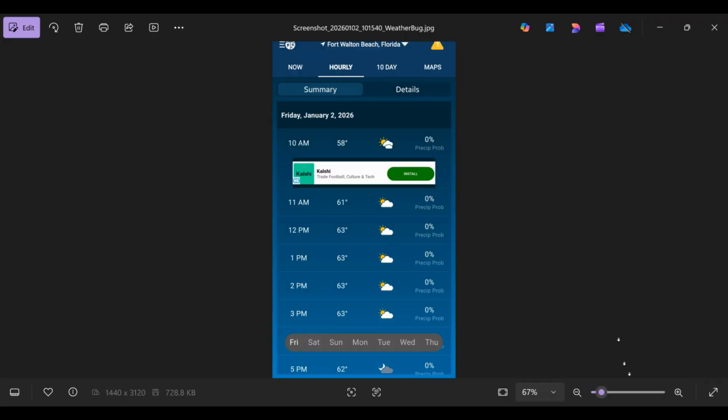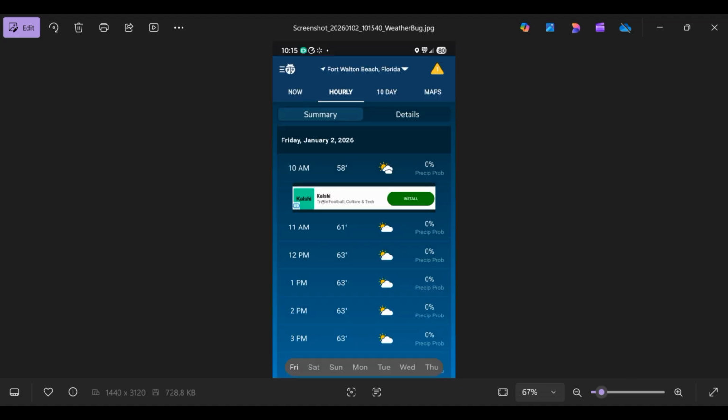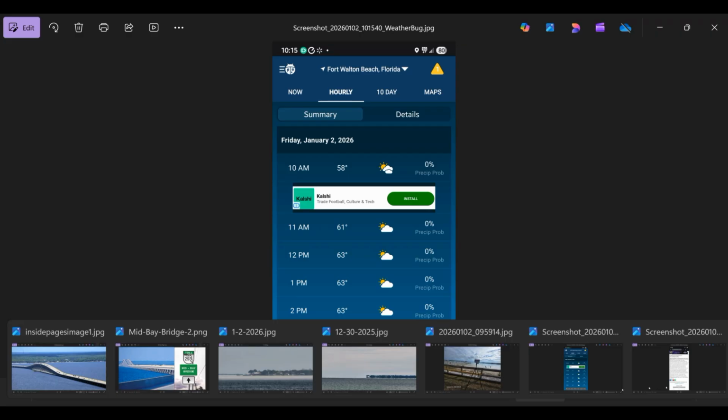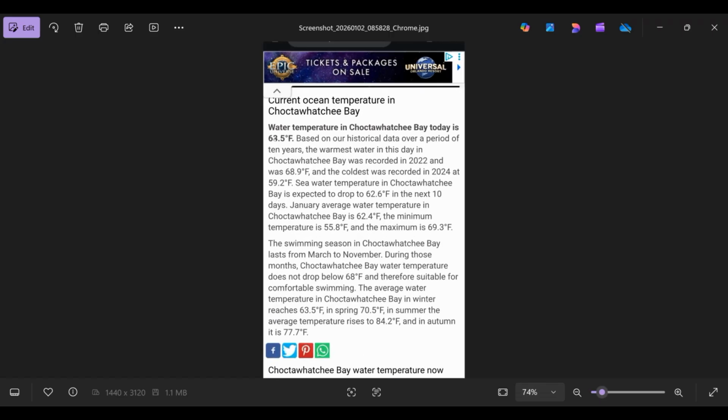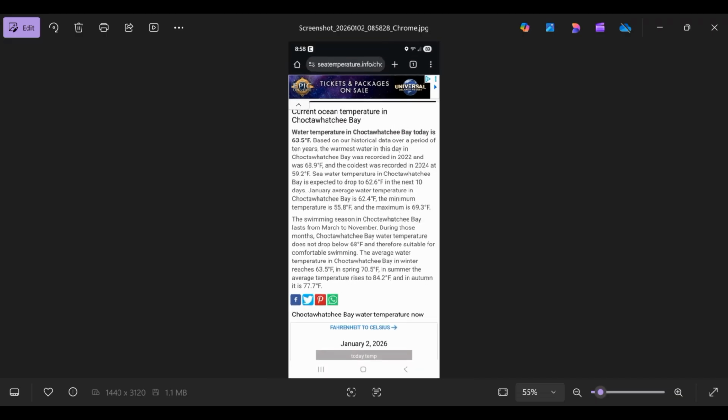So on January the 2nd, I looked up what the air temperature was going to be on the WeatherBug app. I saw it was 58 at 10 in the morning. It was going to get to 63 at noon. I looked up the water temperature. Says it was 63.5. Now this is just maybe an average or something. I will start taking a thermometer out there and testing to see exactly, but it still worked out. I still got the footage I was expecting, that I was predicting.